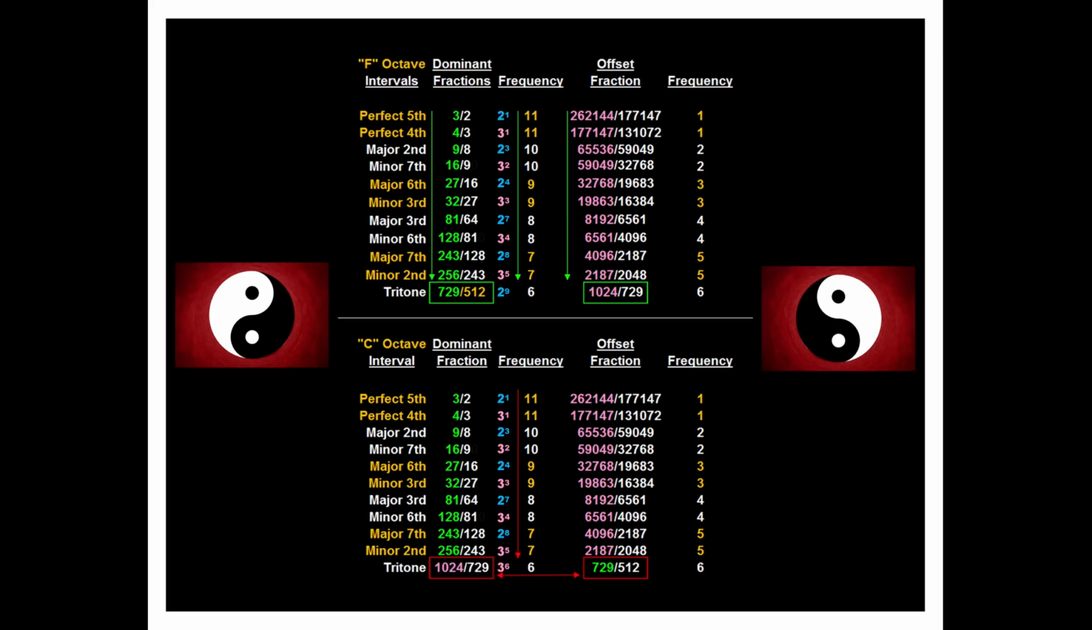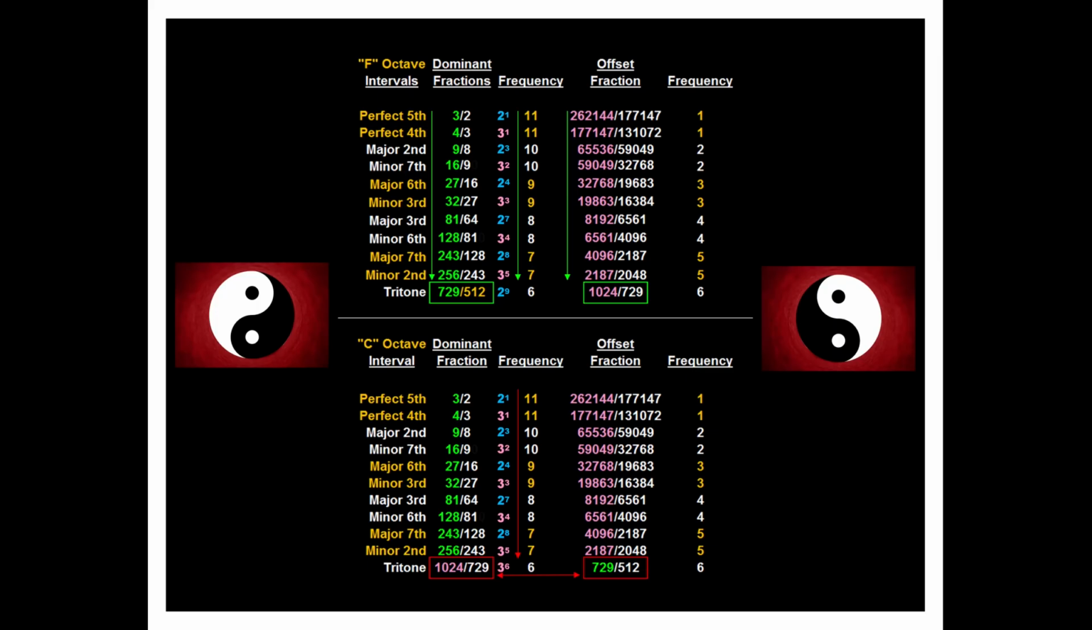And likewise, the offset fractions always start with the largest numerator, and they descend until you get to the logical conclusion of the 1024 over 729. Because the C octave has the geometric mean inverse tritone, it breaks that pattern. So I'm going to posit that the tritone for the F octave is the quote-unquote default tritone. And it happens to be the tritone that not only F, but all of the black keys are based off of.